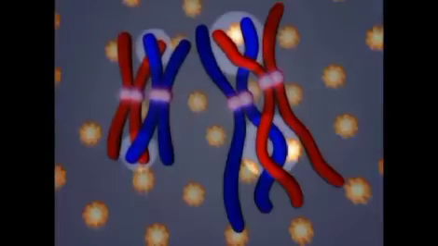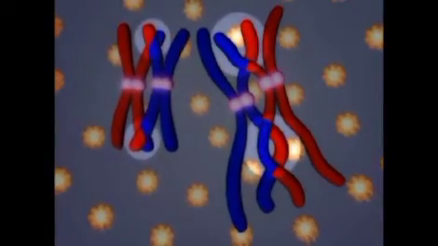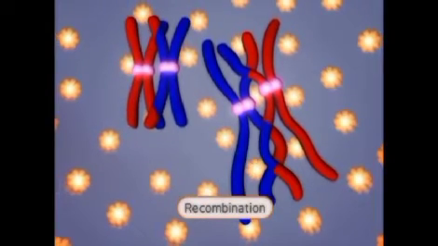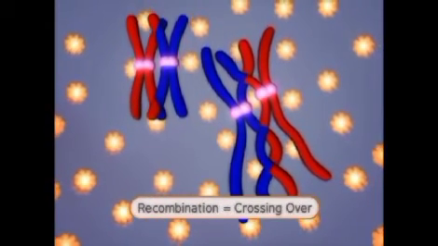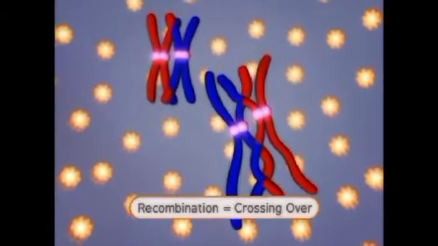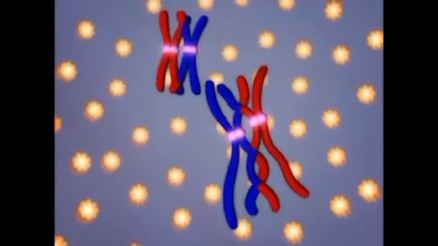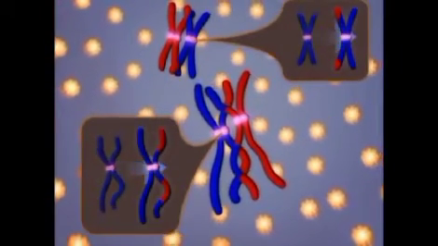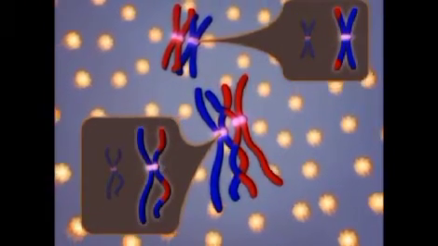Chromosomal material is exchanged between the two pairs of sister chromatids. This event is called recombination, or more commonly, crossing over. After crossing over, the sister chromatids for each chromosome are no longer identical to one another. This is one of the reasons why no two siblings, aside from twins, are genetically identical.